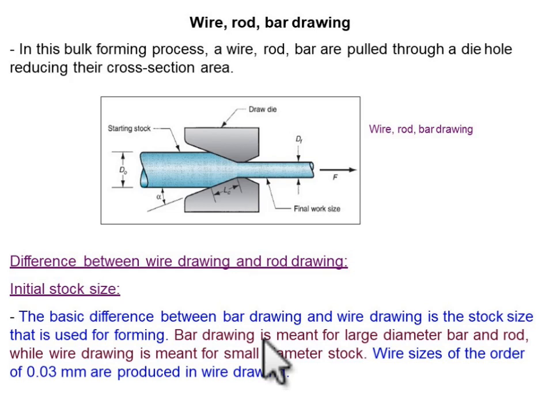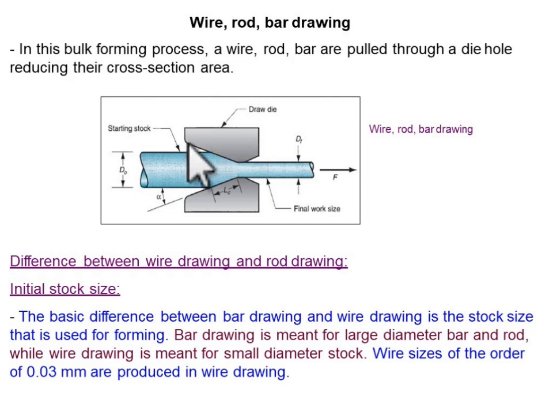So if somebody asks you what the basic difference is in terms of applying load in the drawing process and the extrusion process, you can say that in extrusion we apply load in the initial conditions, the nature of the load is pushing, to push the material through the die, and in wire drawing the nature of the force is to pull the material from the die. So this is the drawing process, a bulk process in which wire, rod or bar is pulled through a die hole, reducing the cross-sectional area.